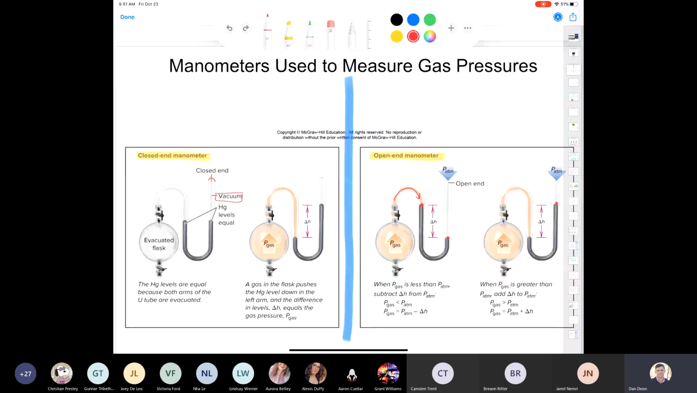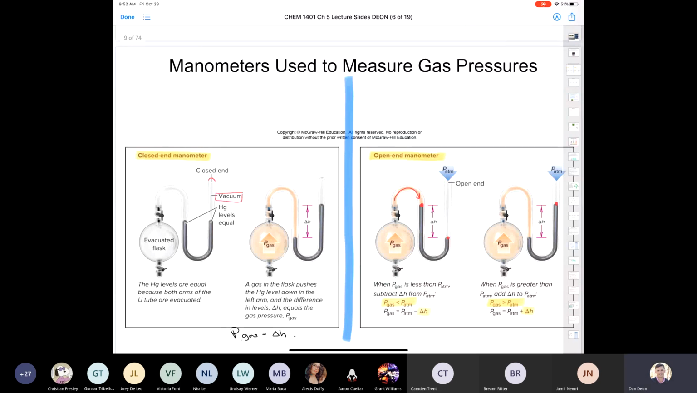If it's a closed-end manometer, it's really simple, okay? Because the pressure of the gas, P gas, is going to be equal to delta H, which is going to be measured in millimeters of mercury. If the pressure of the gas is less than atmospheric pressure, then you're going to subtract delta H from atmospheric pressure. And if the pressure of the gas is greater than atmospheric pressure, then you add, okay? It makes sense, right? If you're ending up with pressure of the gas being lower, then you're going to subtract. And if the pressure of the gas is higher, then you're going to have to add something to it, right?